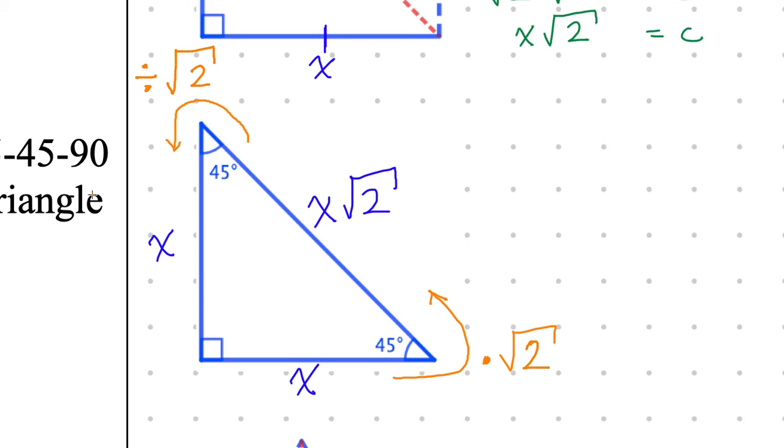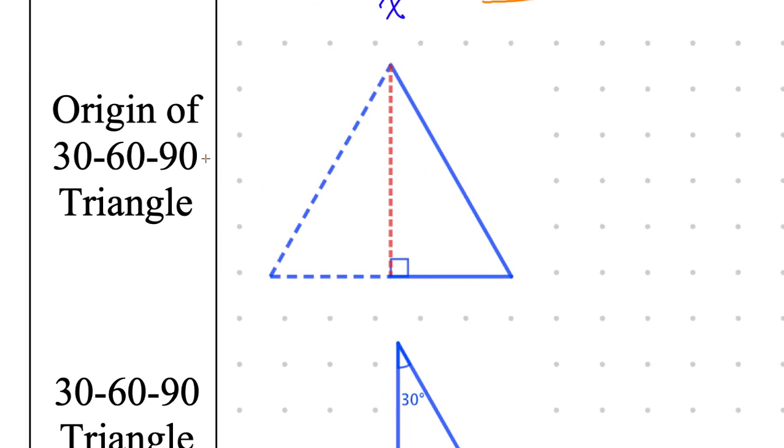It seems really simple. Oh, yeah, just add on a square root of 2, multiply by the square root of 2, get rid of it, divide by square root of 2. This will help you immensely on the homework tonight. All right, let's move on to the origin of a 30, 60, 90 triangle.